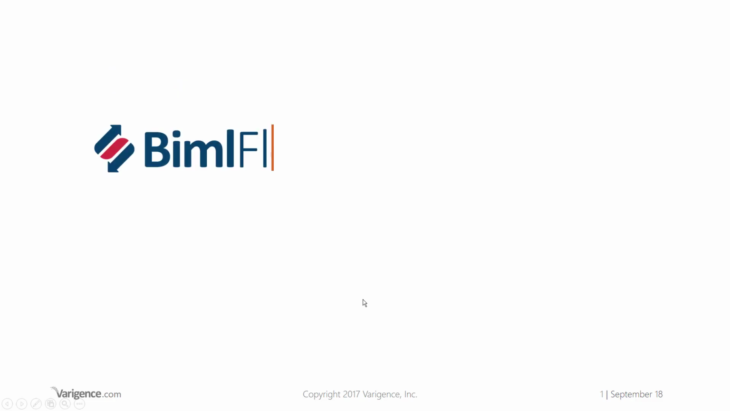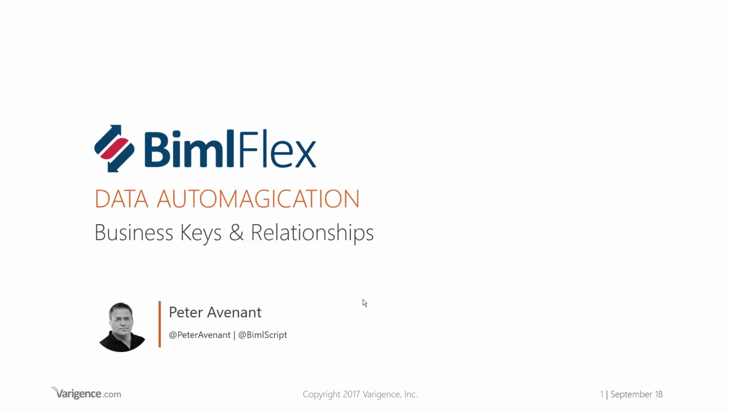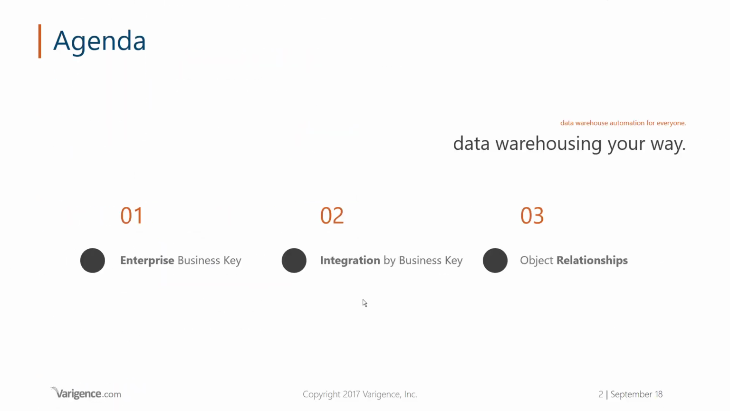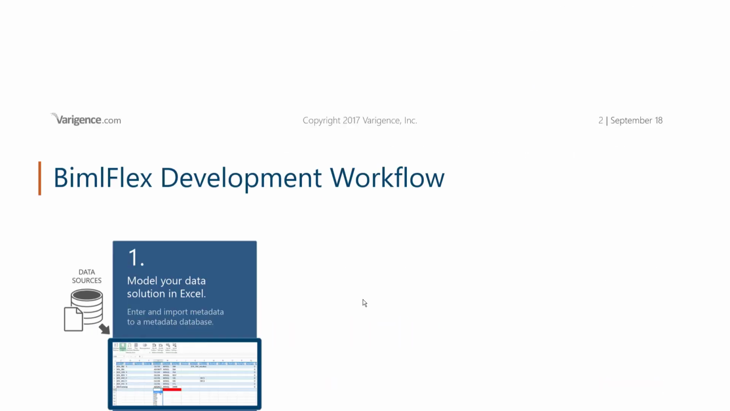In this session of BimlFlex, we're going to be looking at business keys and relationships and how to bring them together. I'm going to talk about the enterprise business key. That's a topic if you're looking at Data Vault, but if you're building a data mart, you also have to have a business key that brings things together. Then we're going to look at how we integrate by business key and the object relationships of them.